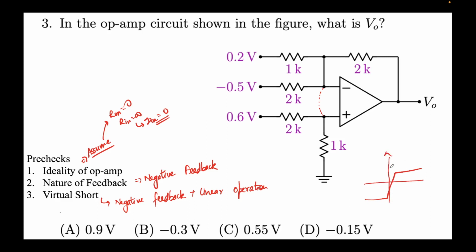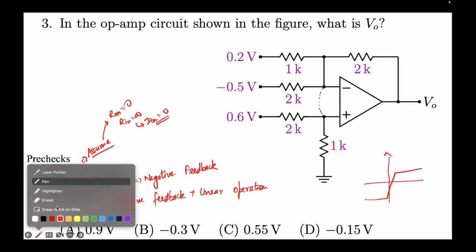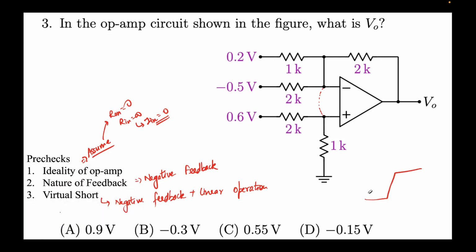Sorry, my bad, just a second. So this is V out, this is V in. We saw a behavior something like this. So this is the linear region that I'm talking about. So when you are in here, if you refer to the lecture slides, there Professor Patil talks about giving some negative feedback and linear operation.